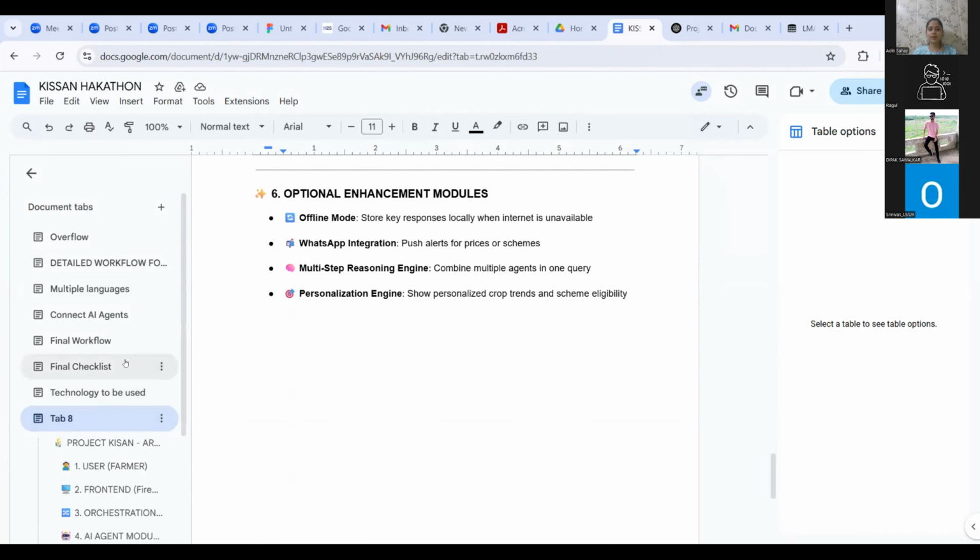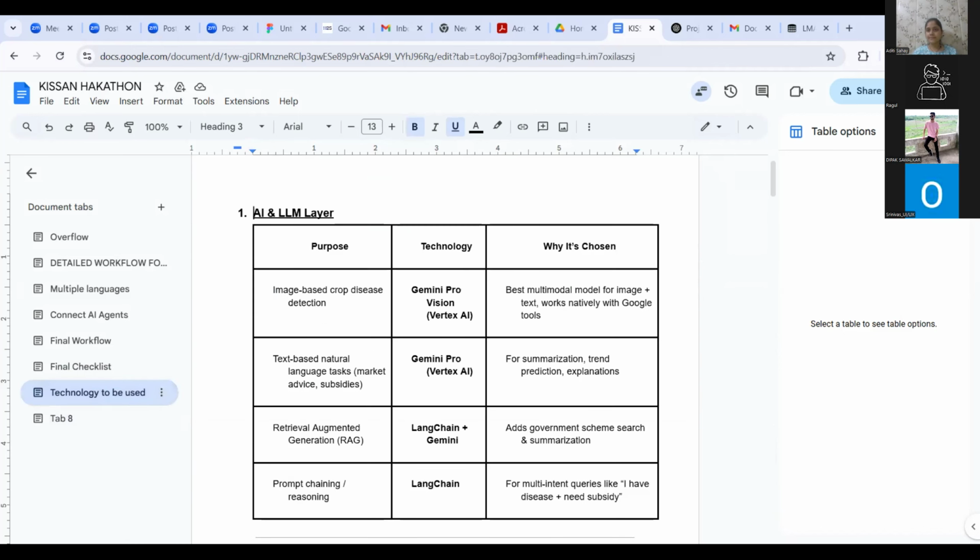That's it about my part. Now I'll show you the wireframe.